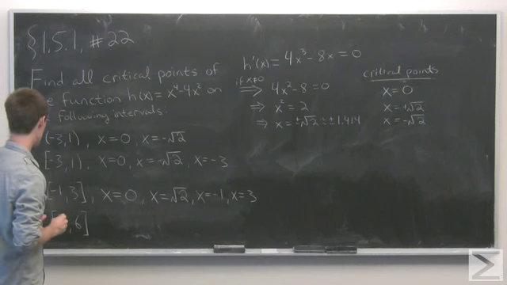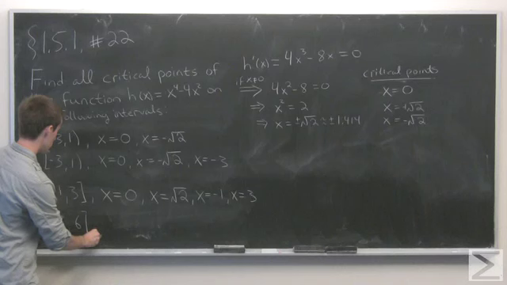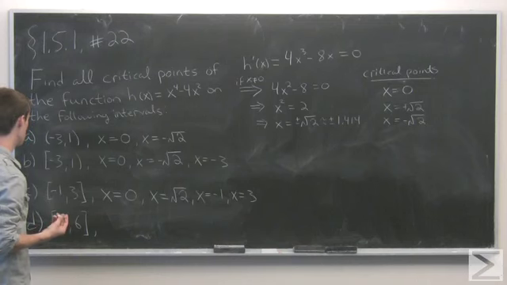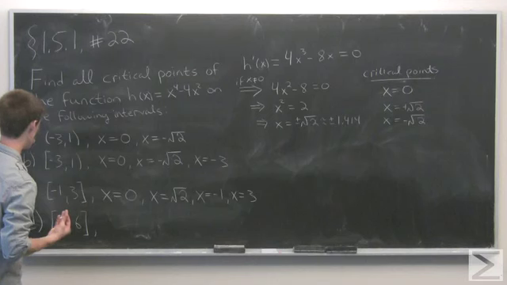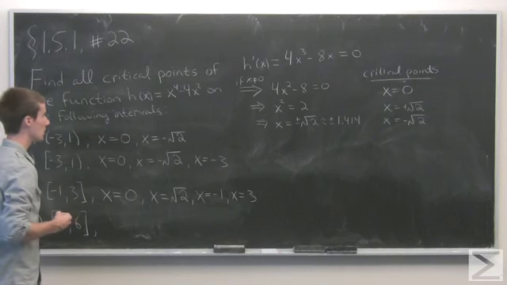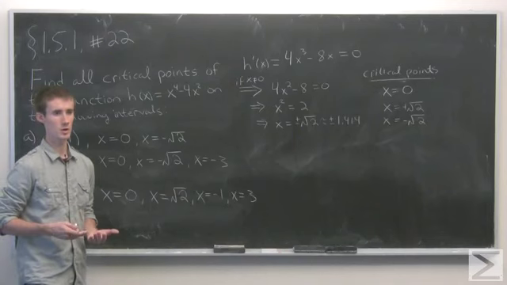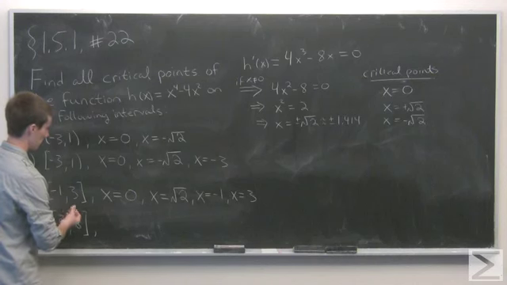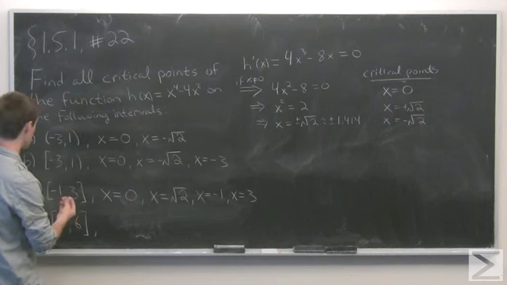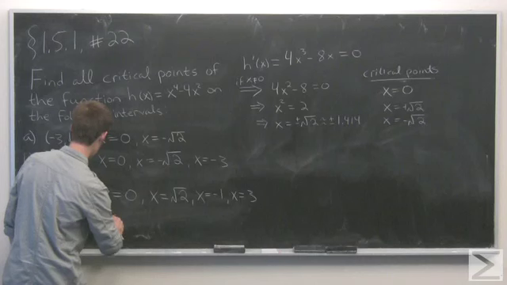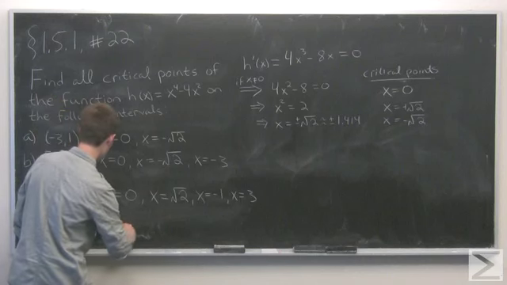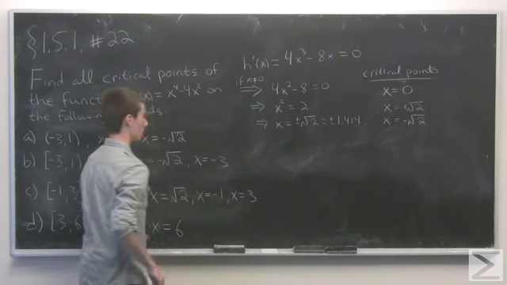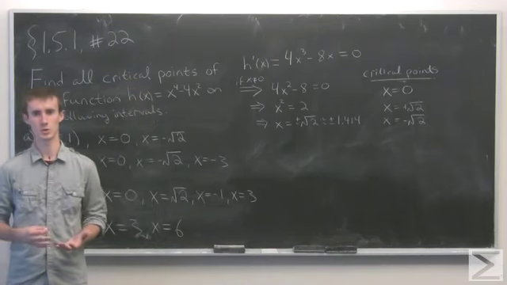And finally, we have the closed interval 3 to 6. 0 is not contained in this interval, square root of 2 is not contained in this interval, and neither is negative square root 2. So none of the points where the derivative is equal to 0 are contained in this interval, but the function is not differentiable at either of the endpoints, again because we have a closed interval. So x equals 3 and x equals 6 are the critical points of the function restricted to this interval.